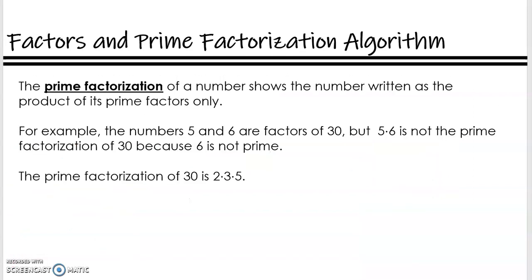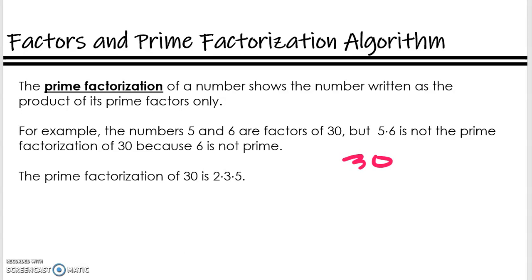So let's talk about what the prime factorization is. So we know what prime numbers are. Again, they're numbers that only have 2 factors. The prime factorization of a number shows the number written as the product of its prime factors only. For example, the numbers 5 and 6 are factors of 30. So I'm going to show you how to do a factor tree.